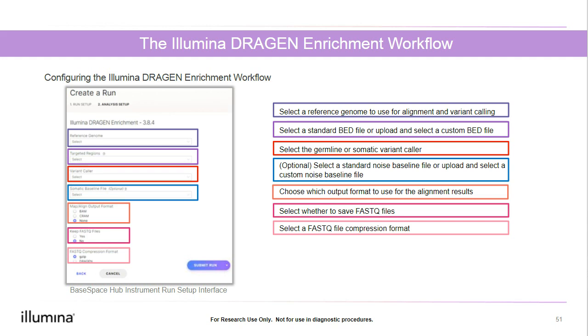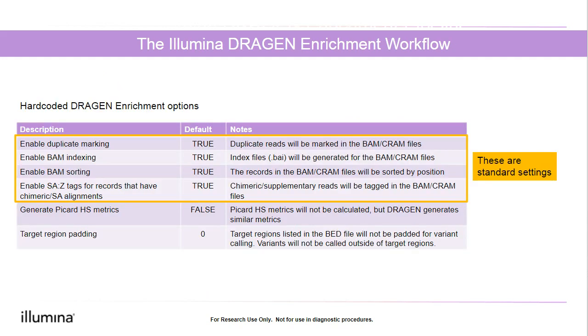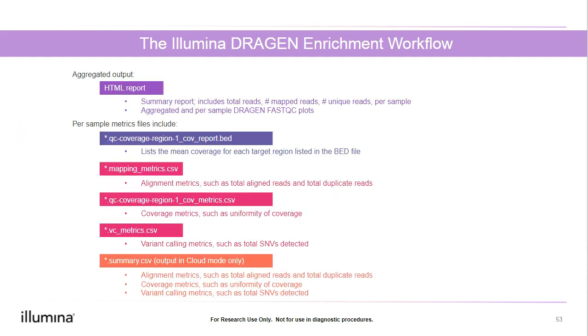These are some of the hard-coded options for the DRAGEN enrichment workflow. The enable duplicate marking and BAM indexing and sorting are all defaulted to true. Many additional per sample metrics files can be found among the DRAGEN enrichment workflow output. You will get the HTML report, QC coverage region.bed files, CSV files, and the mapping and variant calling metrics. The summary.csv will also be output, only when using cloud mode.